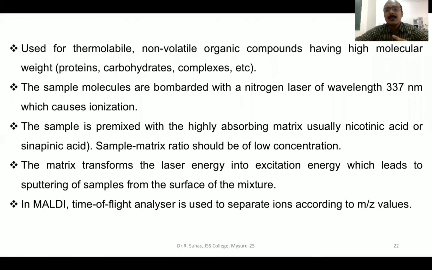It is also applicable for non-volatile organic compounds and very high molecular weight compounds like proteins, peptides, some complexes, etc. They can be subjected to MALDI, and the sample will not be harmed because we won't use very high energetic electrons. Rather, the sample is bombarded with a nitrogen laser of lambda max 337 nanometers. So it is not very highly energetic radiation. That's why it is a soft ionization technique. And this nitrogen laser causes ionization of the sample.